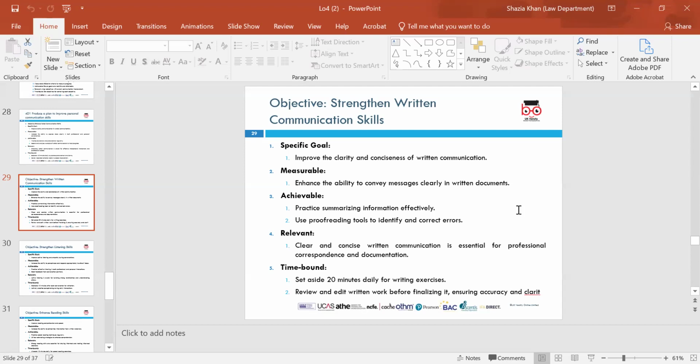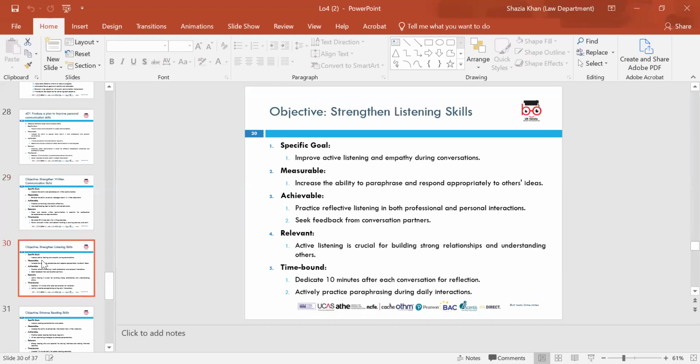And the time bound is set aside 20 minutes daily for writing exercises, and review and edit written work before finalizing it, ensuring that it's accurate and there's clarity there.